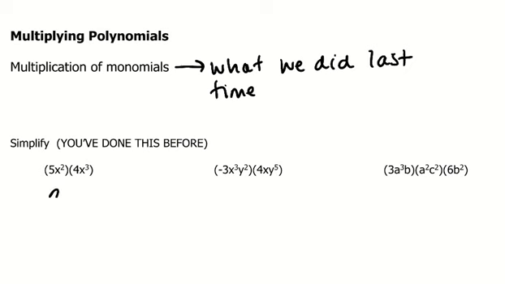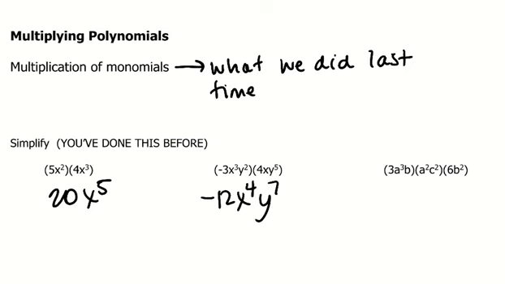5 times 4 is 20. Okay, deal with the numbers first, then deal with the variables. x squared, x to the third is x to the 5. Over here, deal with the numbers first. Negative 3 times 4 is negative 12. x to the third times x is 4 total powers of x. If I have y to the 2 and y to the 5, that's 7 total powers of y.